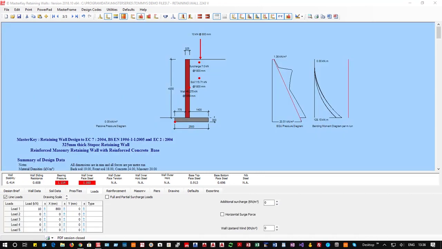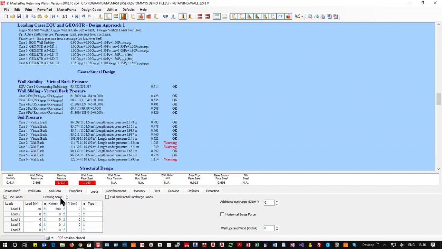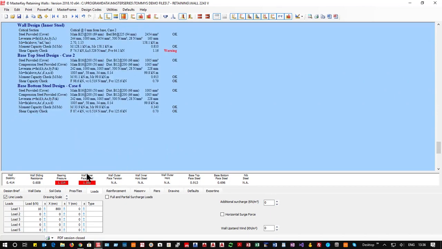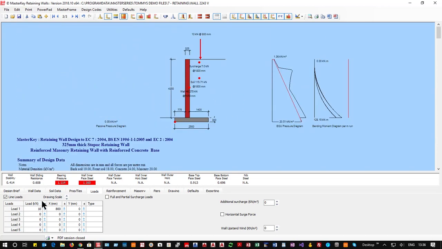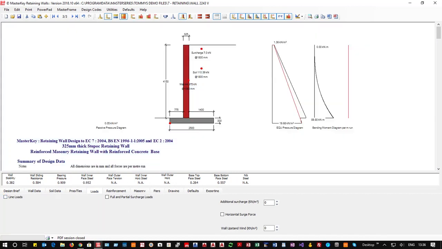If the black background is blue, does it mean it's filled? Absolutely. That's how we work. You get blue here and you get red here. And you can even click on the word to find out why. So the soil pressure needs to be longer and the inner wall steel needs to be better for this example because I went to too high a wall. So come down here, and I think, yes, I did put a line load on, so we just take that back off.